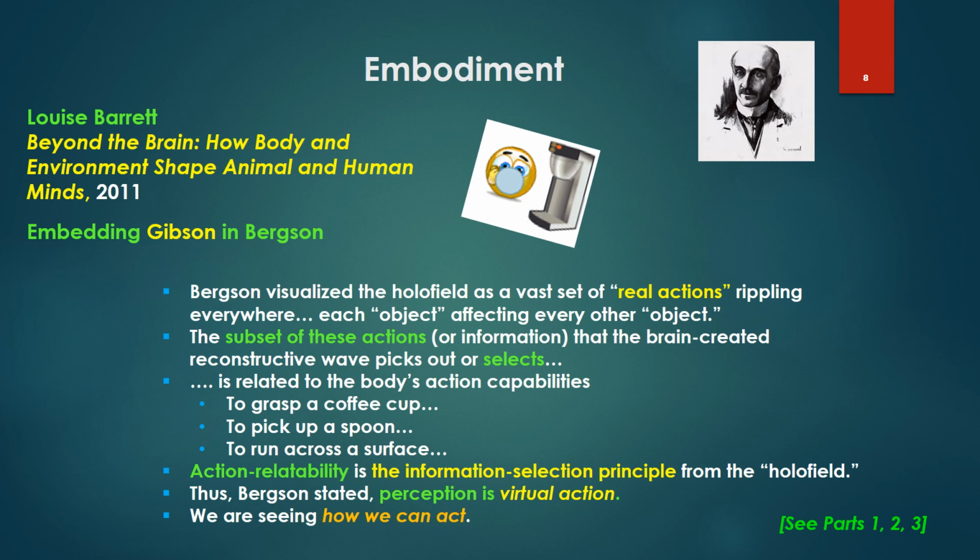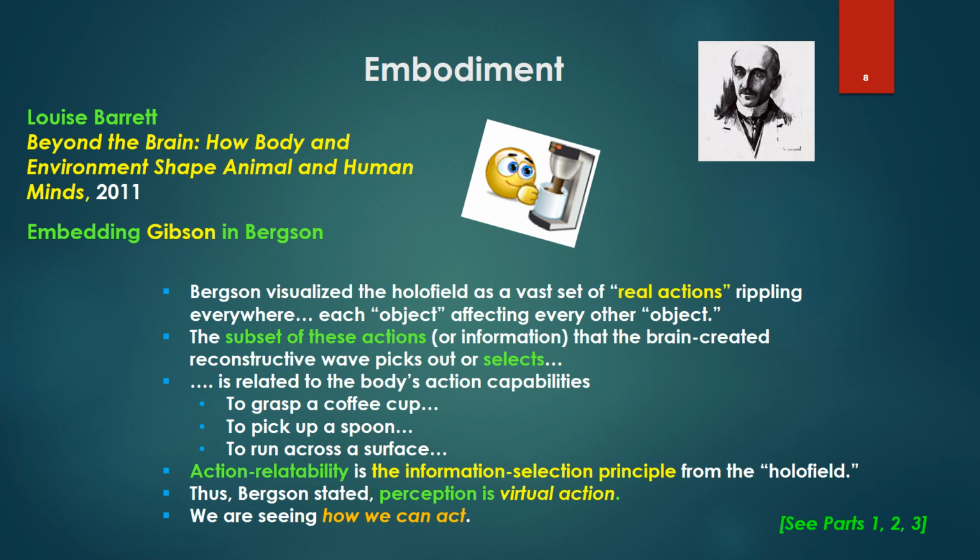So Bergson visualized the holofield, the holographic field, as a vast set of real actions, as he conceived it, rippling everywhere, where each object is affecting every other object. Each object is a focus of forces from all other objects, like the Mach principle. The subset of these actions are information that the brain-created reconstructive wave picks out or selects, because there's any amount of information that can be selected.